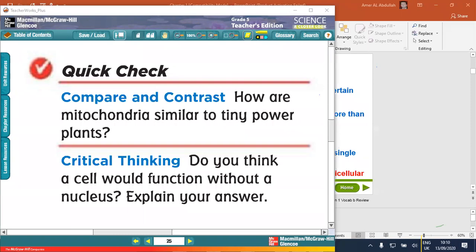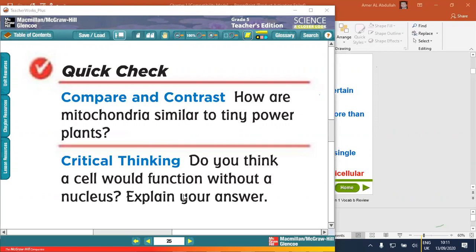Who can read the question and answer it? Mister, can you repeat the last answer? Mister, I want to answer the last one. Okay, I will choose Jamal. Yes, Jamal, answer the question. Do you think a cell would function without a nucleus?